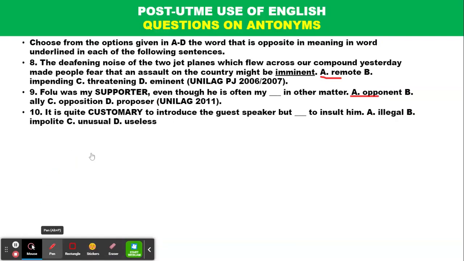Now, question number 10. It is quite customary to introduce the guest speaker, but dash to insult him. Customary means something that is normal, the usual thing. Okay, the usual thing to do is customary. All right. We are looking for the opposite of customary. A, illegal; B, impolite; C, unusual; D, useless. The correct option is C, unusual. That means it's not something that is normal. That's not the normal way of doing it. It's unusual.